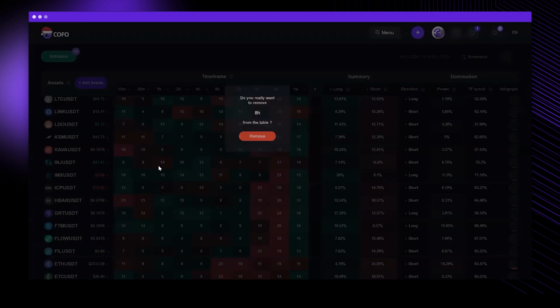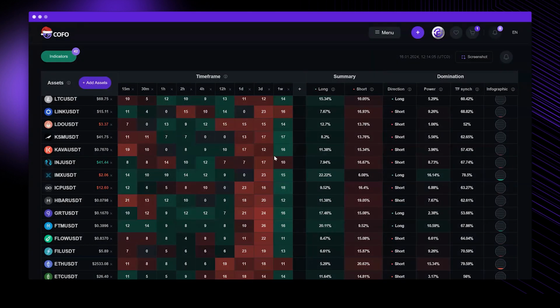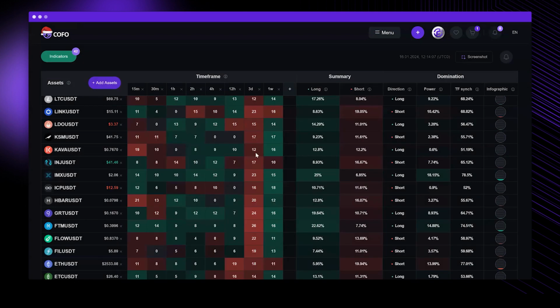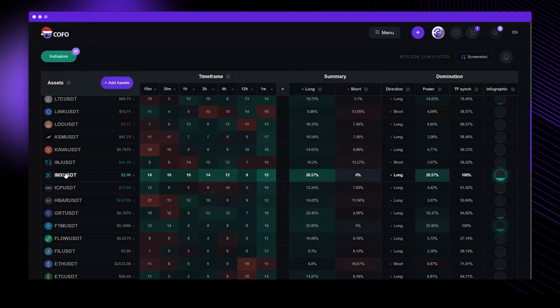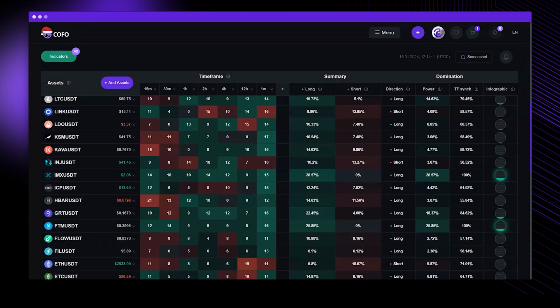Let's do an intraday setup for ourselves. And we will see that AMX shows a long probability of 28.50%. From the chart's point of view, 0%. Long direction strength 28.57%. Time frame synchronization 100%. And we also see the growing infographic. And now let's go together to the AMX chart.